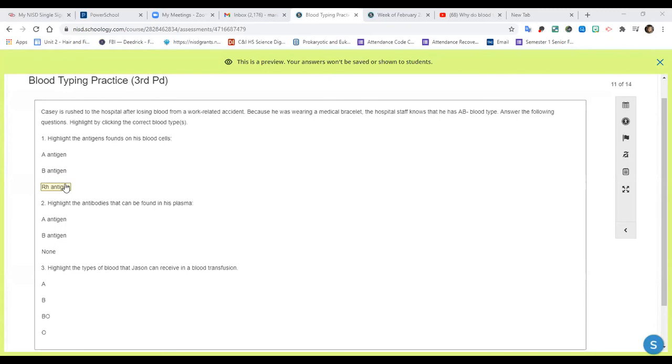Again, he's AB negative. Very good, Fatima. So it is A and B, because that's what it says, AB, right? Antigens basically determine the blood types. Okay, so highlight the antibodies. So what are the antibodies that can be found in his plasma?